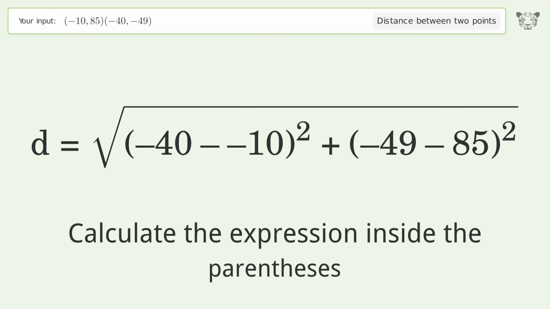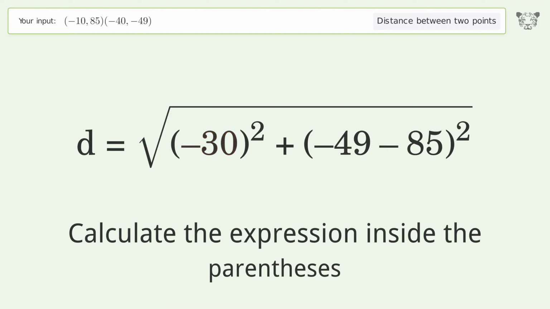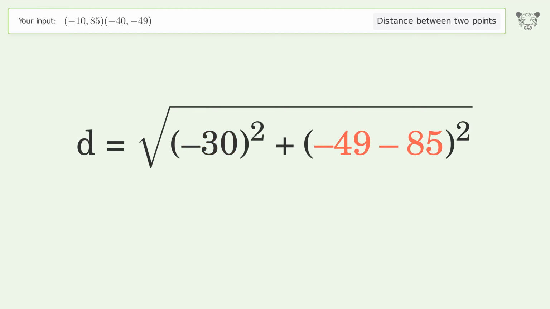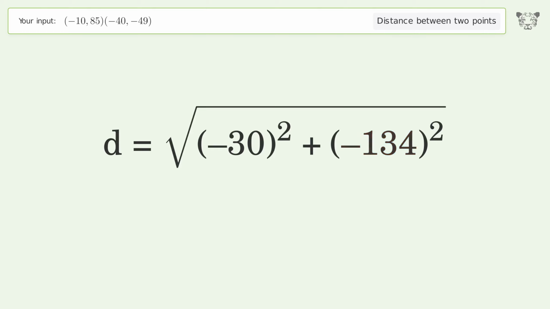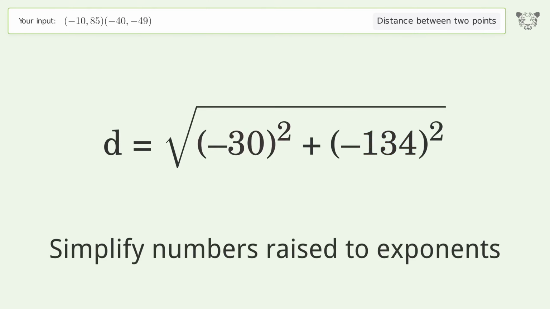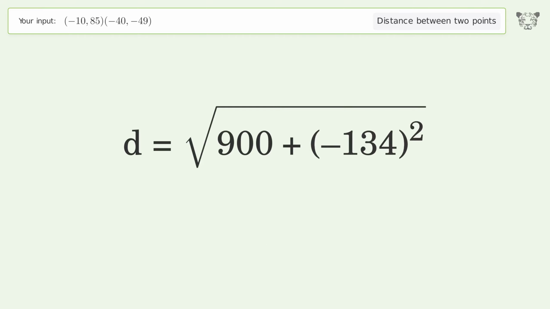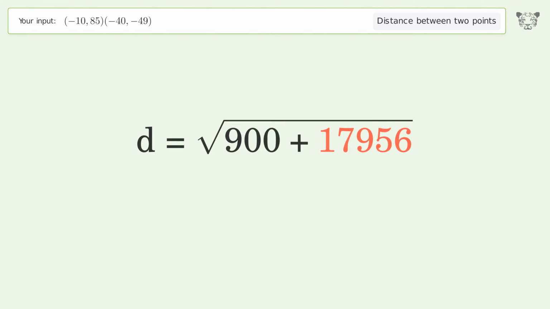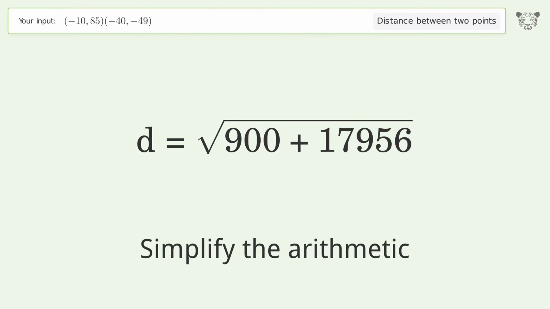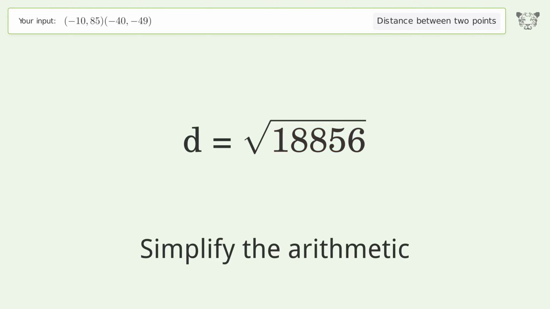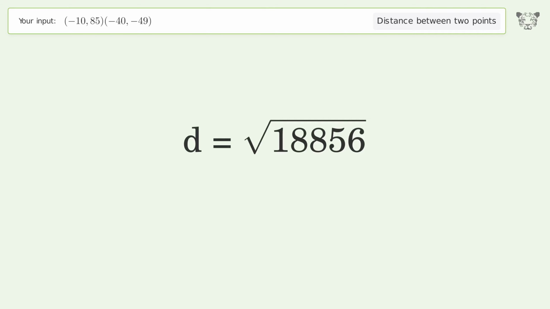Calculate the expression inside the parentheses. Simplify numbers raised to exponents. Simplify the arithmetic. And so the distance between the 2 points is the square root of 18,856, or 137.317.